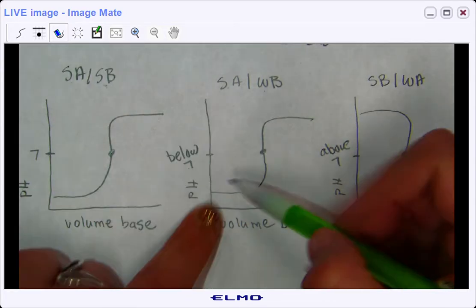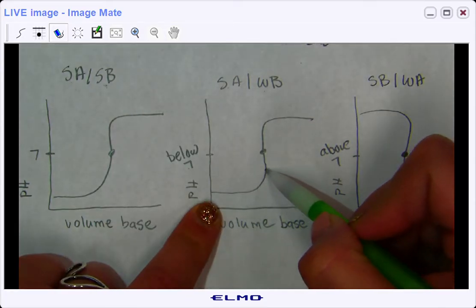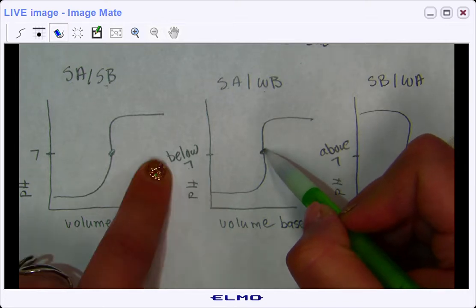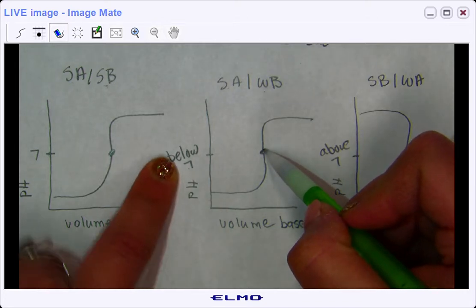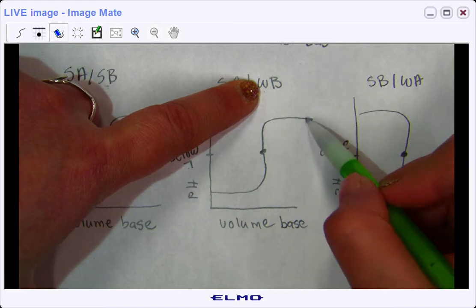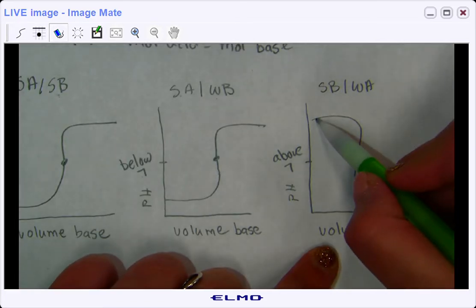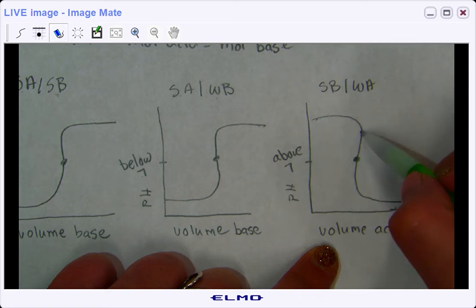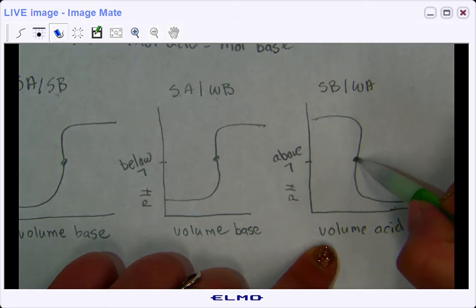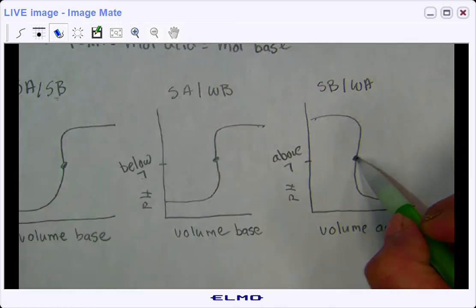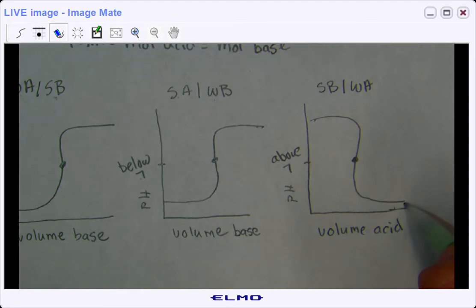With my strong acid, as I add base, again, I become less and less acidic. Once I reach my equivalence point, as I continue to add base, the pH then becomes basic. With my base, I start basic. As I add an acid, I become less and less basic until I reach the equivalence point. If I continue to add acid, my solution will then become acidic.